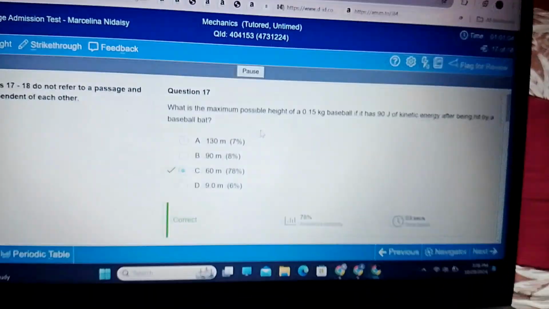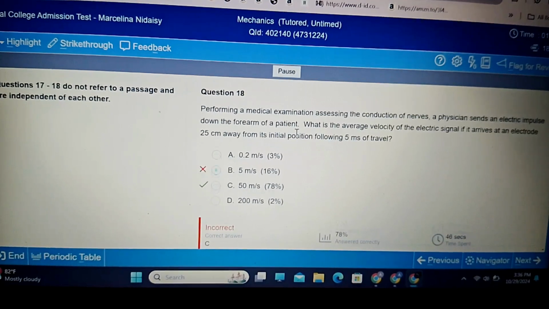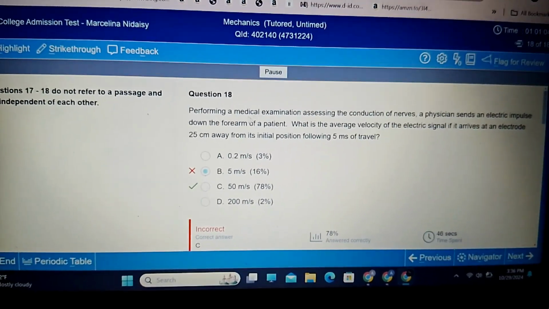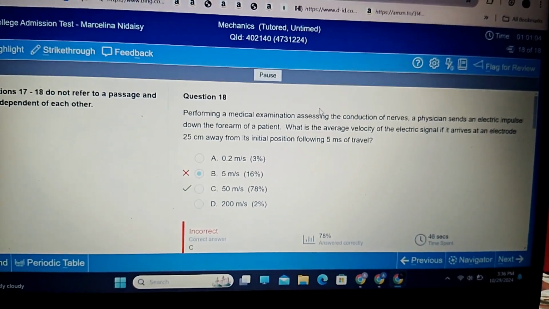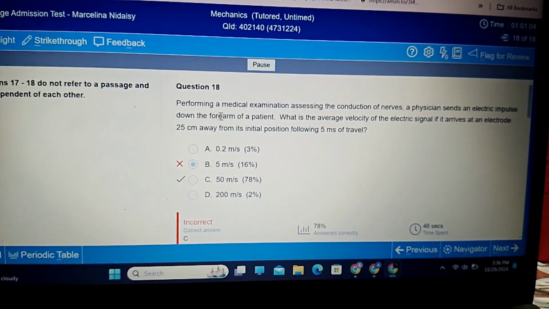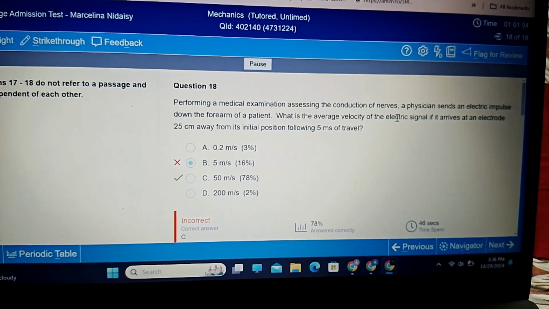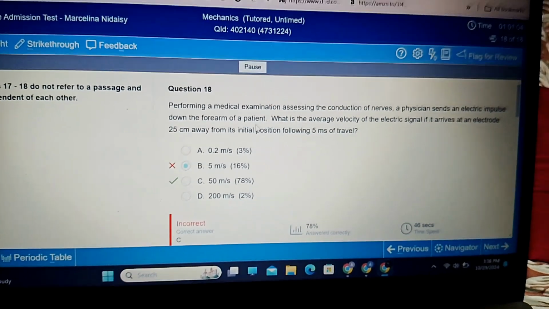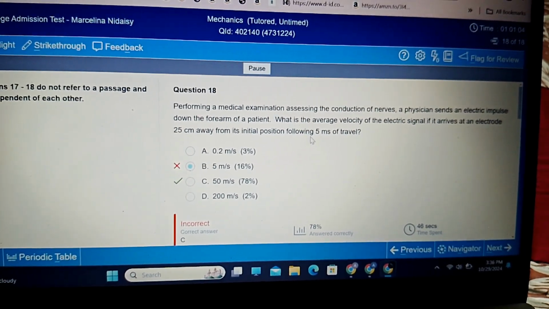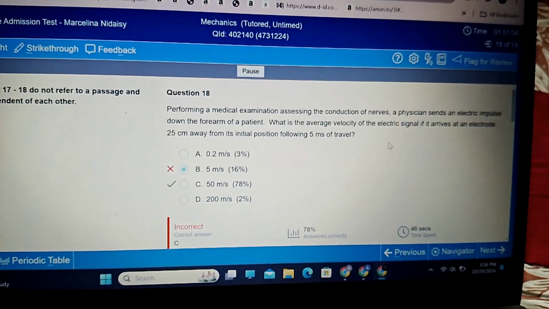So our last question is, I hope you have understood this. Performing a medical examination assessing the conduction of nerves, a physician sends an electric impulse down the forearm of a patient. What is the average velocity of the electric signal if it arrives at an electrode 25 cm away from its initial position following 5 millisecond of the travel?